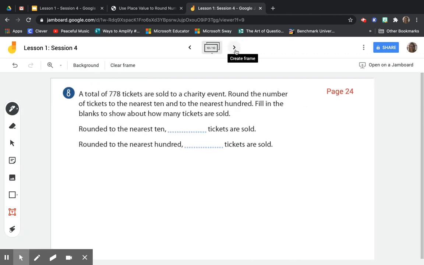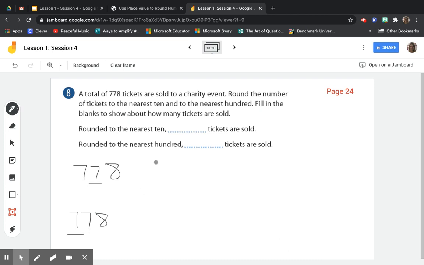Last one for today. A total of 778 tickets are sold to a charity event. Round the number of tickets to the nearest 10 and the nearest 100. Fill in the blanks to show how many tickets are sold. So I'm looking at the number 778. I'm going to round it to the 10, and I'm going to round it to my 100.